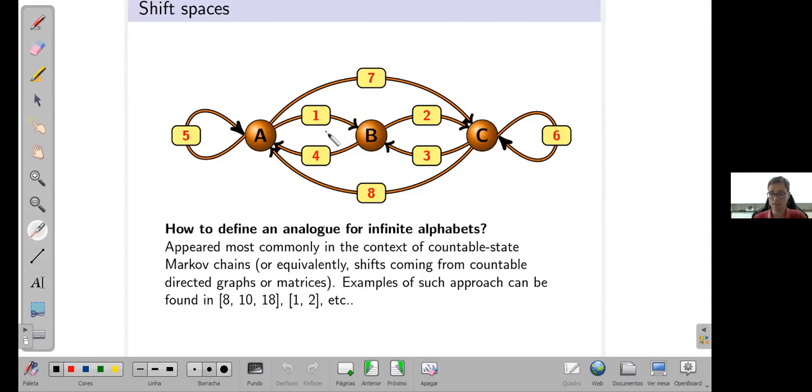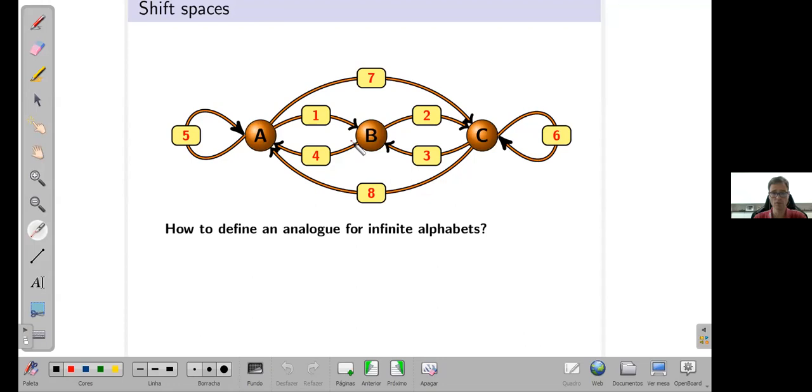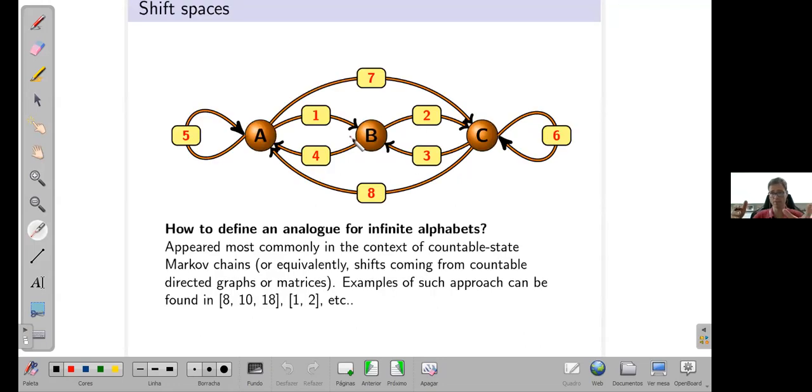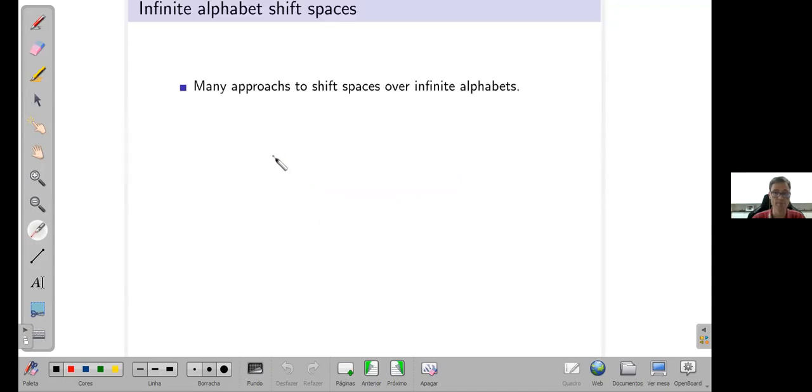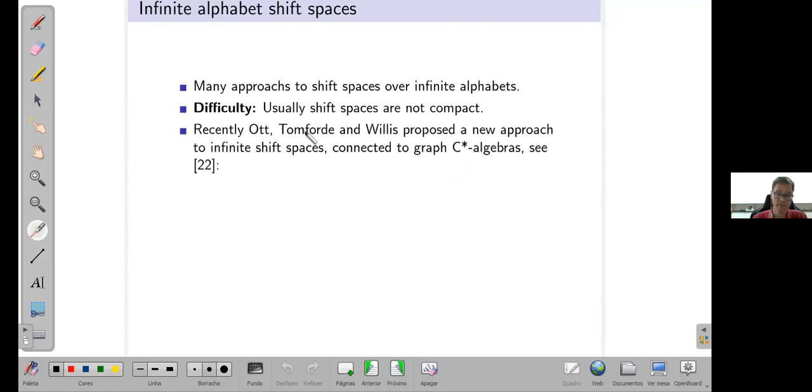I'll just mention one thing, that this shift space can also be obtained as the spectrum of a sort of Cuntz-Krieger algebra, for example, when you have a matrix, right? So this space that we're studying is also related to, and started with, the algebra of Cuntz and Krieger. I should say this has been built from there too. So there have been many approaches to shift spaces over infinite alphabets. And, well, of course, there's no correct one.